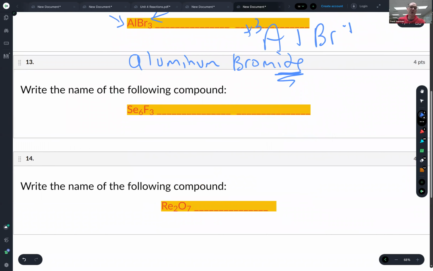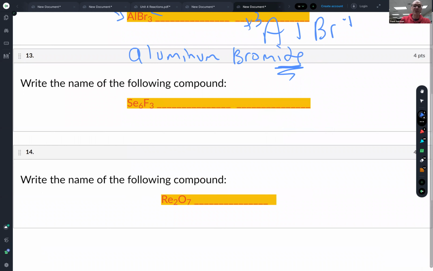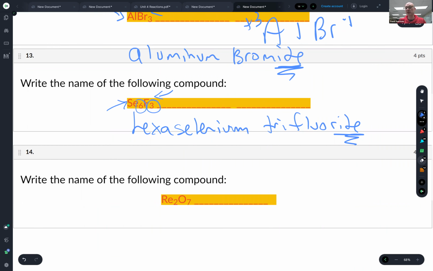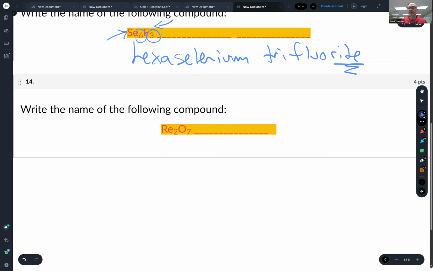And the next one also needs a name. So because these are both nonmetals, we are going to use prefixes. So I got hexaselenium trifluoride, IDE. So the prefixes stay with the elements. They do not switch because they've already been balanced based on the fact that they're both nonmetals.